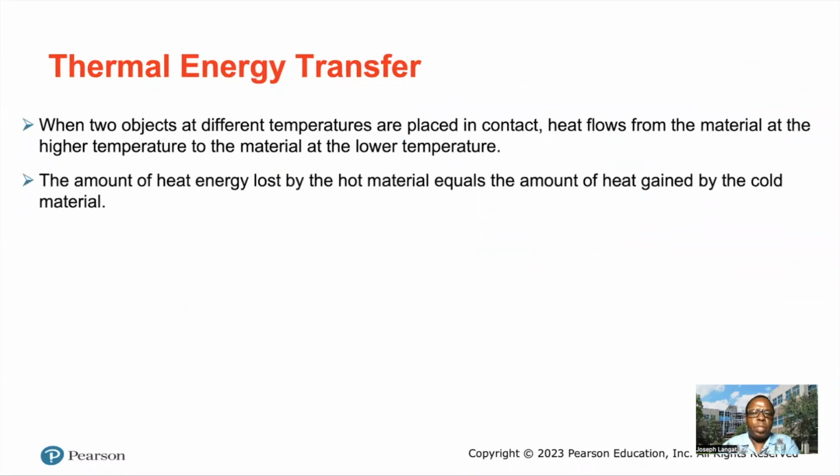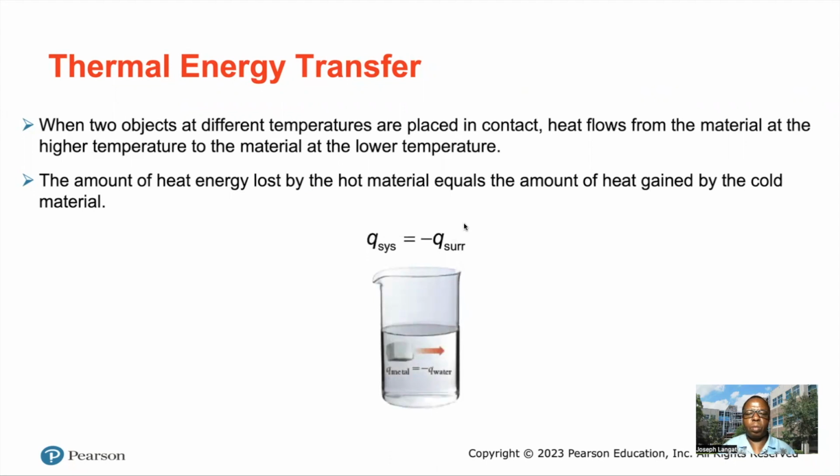We talked about this: heat lost by one substance is gained by another substance as a result of heat transfer from hot objects to cold objects. The amount of heat energy lost by hot materials equals the amount of heat gained by the other materials. So here, the Q system means the heat of the system.